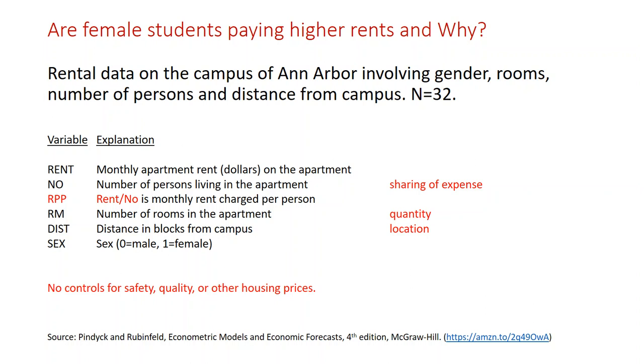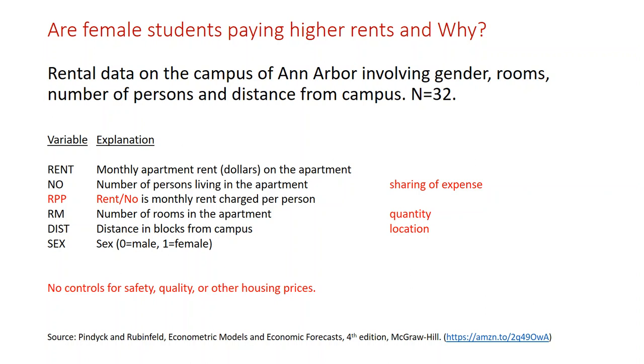And then we have distance. Distance is the location measure. Rooms is our quantity measure. And in this case, we simply have distance in blocks from campus. So the further off we are from campus, that may have an effect on prices, and there may be an issue there in terms of explaining rents. And then, of course, we have our ubiquitous dummy variable, our binary variable that indicates whether or not the person is a female or not. So in this case, we're using the variable sex.